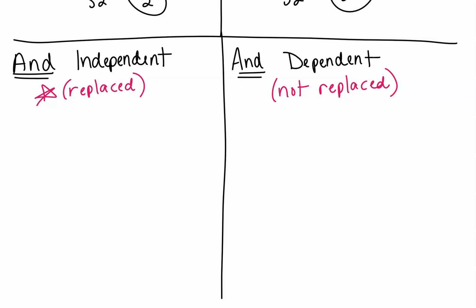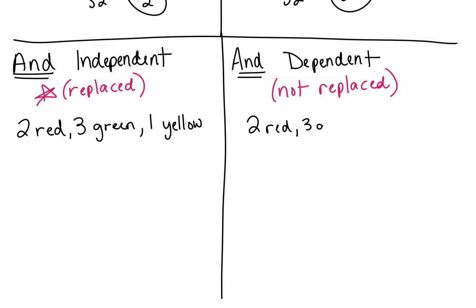So we're going to use marbles for our examples here. We're going to say we have 2 red, 3 green, and 1 yellow. We're going to use the same for the dependent one. 2 red, 3 green, and 1 yellow.